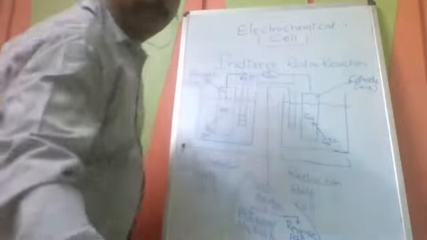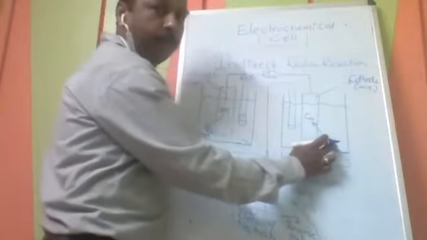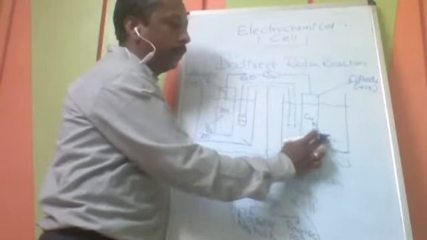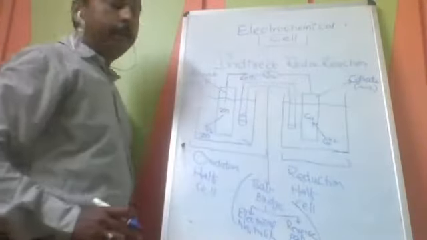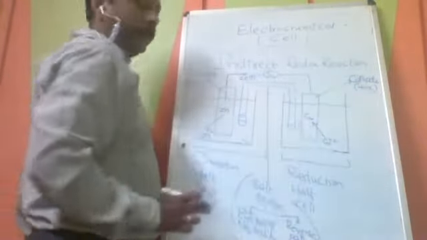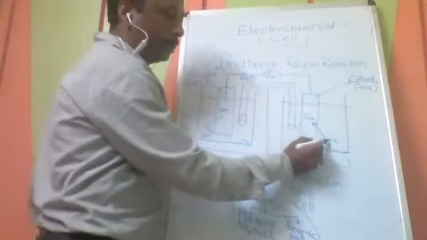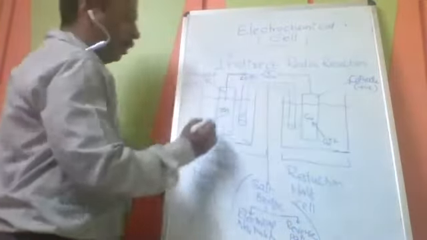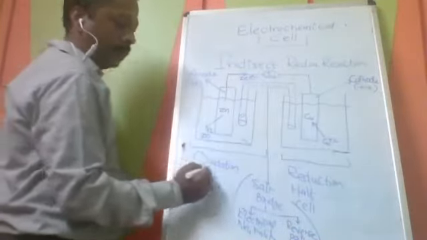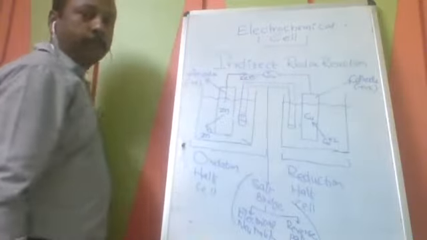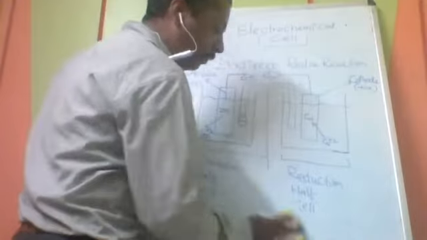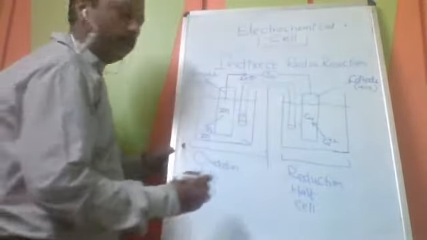Those 2 electrons will be accepted by the Cu2+. So Cu2+ is converted to copper. This is called reduction, from plus 2 to 0. Here 0 to plus 2 is oxidation. That's why it is called the oxidation half cell. For the time being, I am removing this and I will tell you the shortcut. I think most of you already know it.